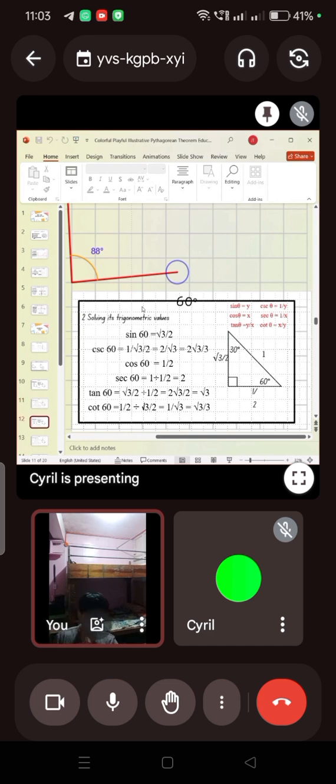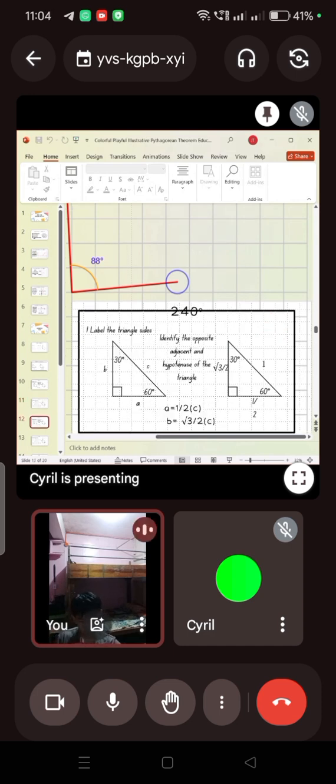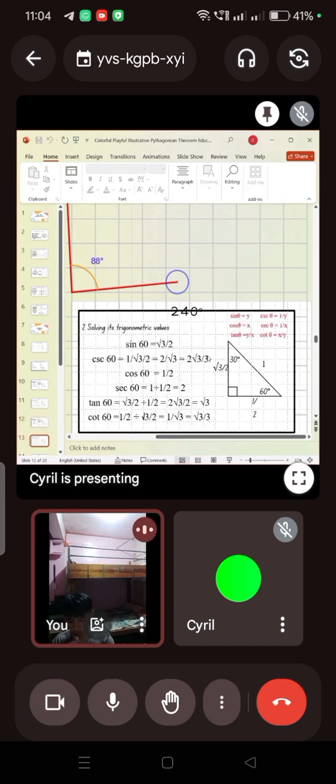Next example I have is the angle 240 degrees. The angle 240 degrees is in the third quadrant, where sine is negative, cosine is negative, and tangent is positive. Its reference angle is 60 degrees. So first, relabel the triangle sides. This is similar to the first example, where they have the same sides.